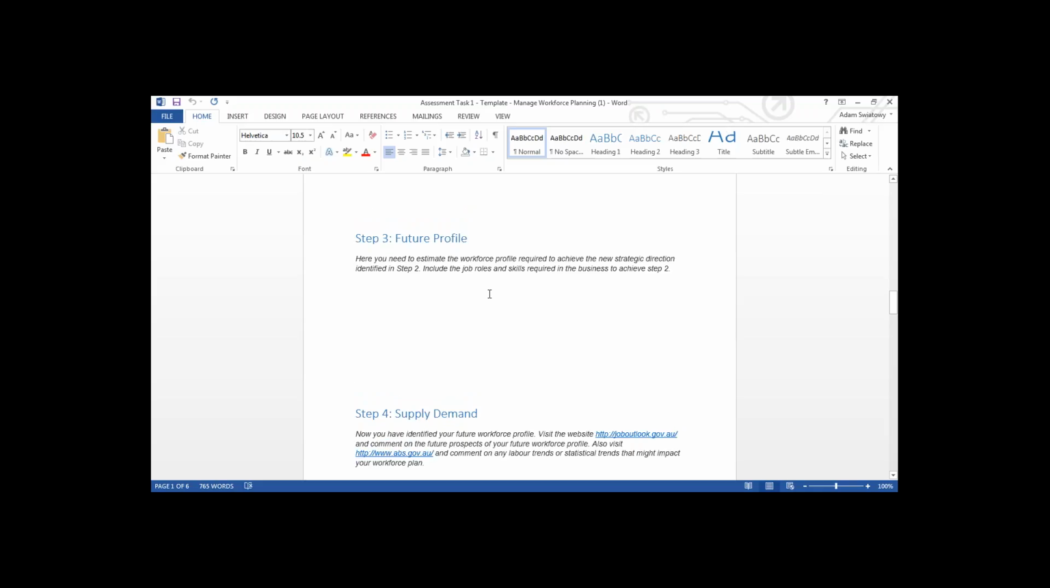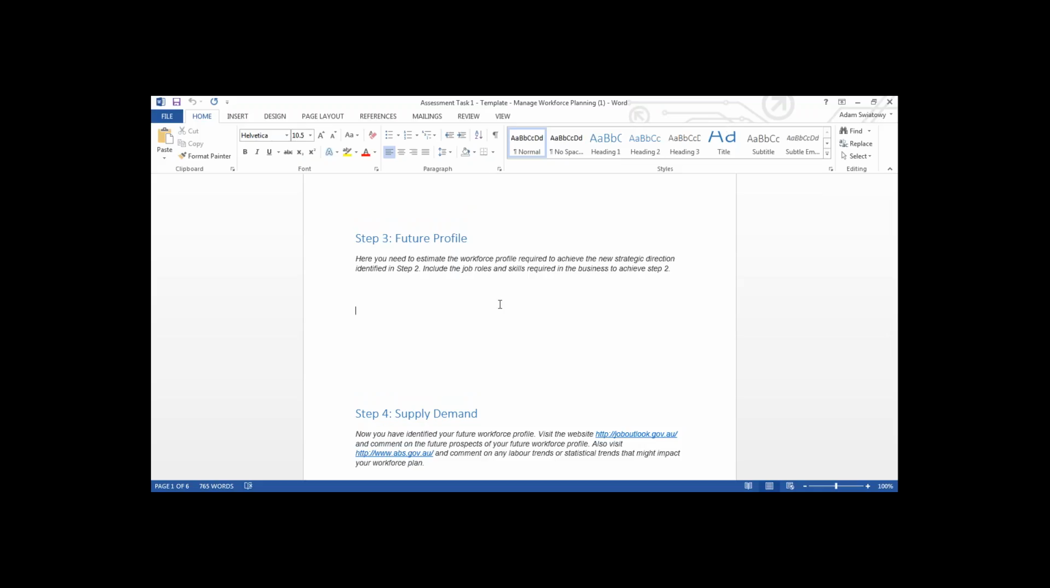Now, what I'd like you to do for step three is do a future profile. This doesn't have to be absolutely perfect. There can be a little bit of an estimation and guesstimation in terms of the numbers and so forth. But here, we want you to estimate what the future workforce profile will be. Are there skills that we have that we haven't utilized, or are there skills that we need to bring in from outside of the business? Are there new jobs that we have to put into the business? So what are the new roles? What are the new skills required in the business to achieve the step two that you've just told us about?